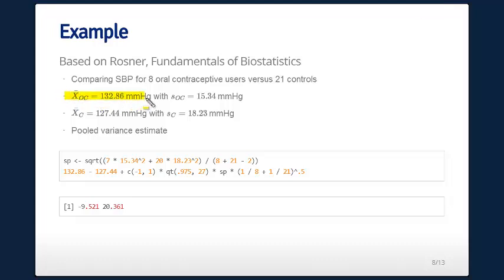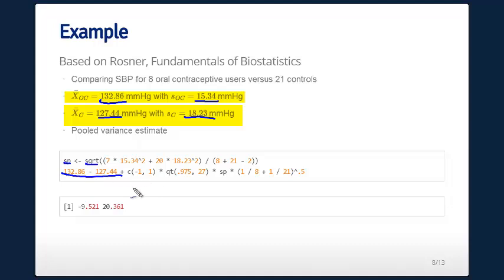So in this case, oral contraceptive users versus 21 controls, and they're looking at systolic blood pressures in millimeters of mercury. So here's the oral contraceptive users, here's the controls. It's 133 versus 127. Is that enough of a difference to say that oral contraceptive use appears to imply some amount of higher blood pressure than the controls? 15 versus 18 for the standard deviations. We can create the pooled variance estimate, and here I'm creating the pooled standard deviation estimate by square rooting it, but you can see the calculation there.